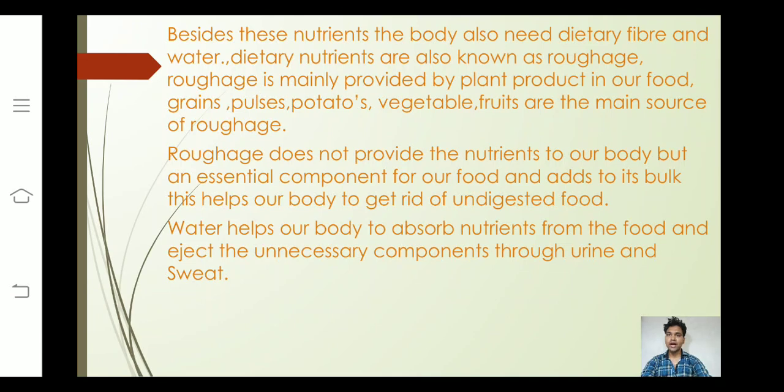Friends, dietary fiber is also known as roughage. Roughage is mainly provided by plant products in our food. Grains, pulses, potatoes, vegetables, fruits are the main sources of roughage. Friends, roughage doesn't provide nutrients to our body, but it is an essential component for our body and adds to its bulk. This helps our body to get rid of undigested food.